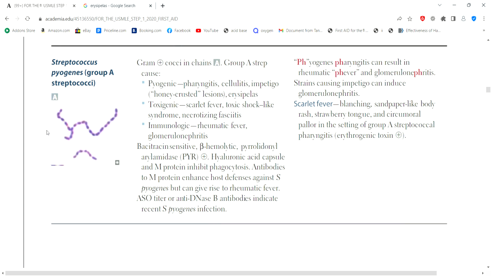Streptococcus pyogenes can also cause scarlet fever, which is blanching of the skin. You get a sandpaper-like body rash, strawberry tongue, and circumoral pallor in the setting of group A streptococcus pharyngitis. This is caused by erythrogenic toxin. Erythro means red, so erythrogenic toxin gives you all the symptoms of scarlet fever.